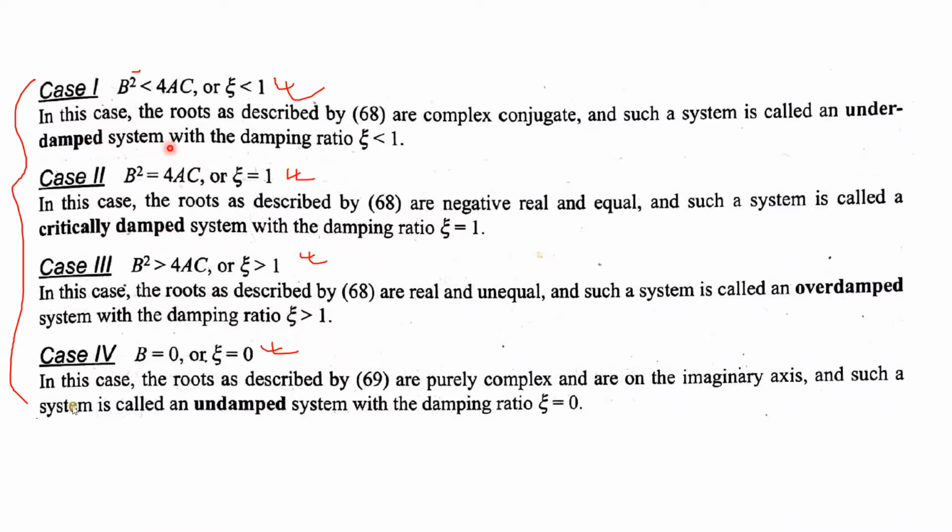Now if eta is less than 1, we call it an underdamped system. Why? Because eta is the damping ratio, so the value of eta determines whether the system is damped or underdamped. If it is equal to 1, we call it a critically damped system. If it is greater than 1, we call it an overdamped system. And if it is 0, it is called the undamped system.